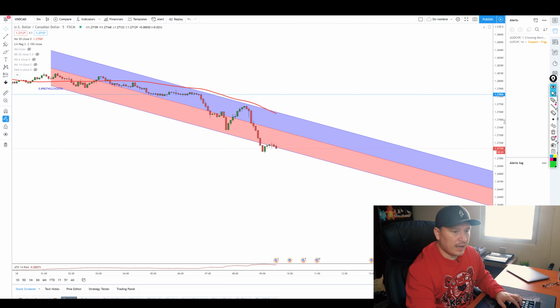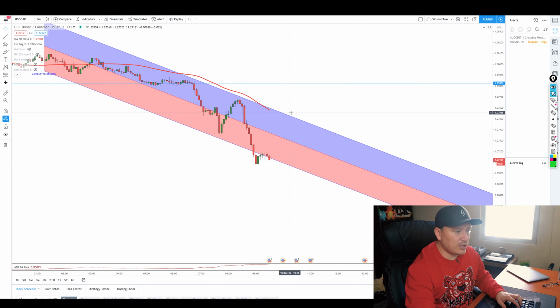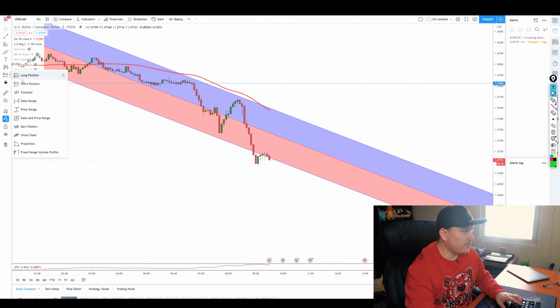This is USD CAD, and we're on 5 minutes. This strategy will work for 15 minutes as well. It will work for every single timeframe.